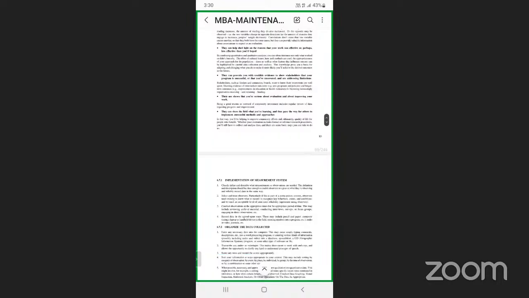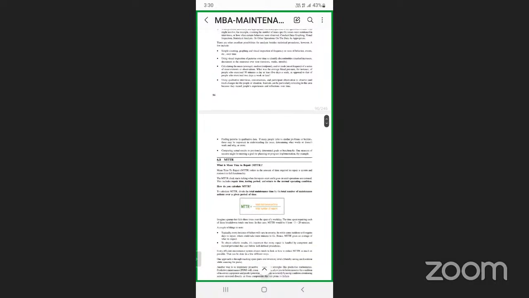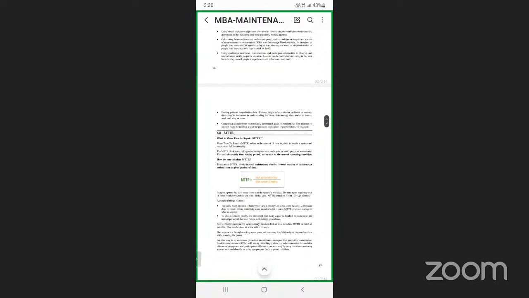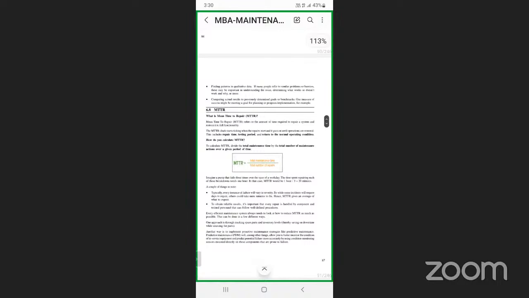MTTR is one thing. What is the mean time to repair? MTTR is another important metric. You can see the definition: it refers to the amount of time required to repair a system and restore it to full functionality. So MTTR is the mean time to repair. Whenever we call it a mean time, it is the average of the times usually taken. So what is the mean time to repair?